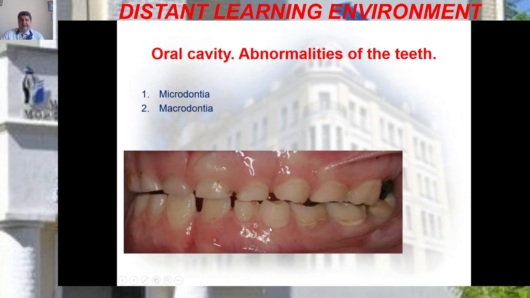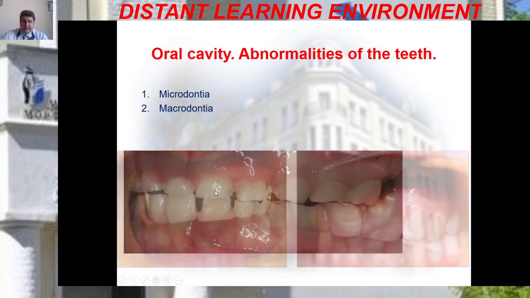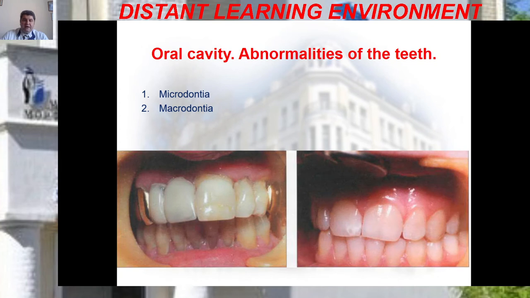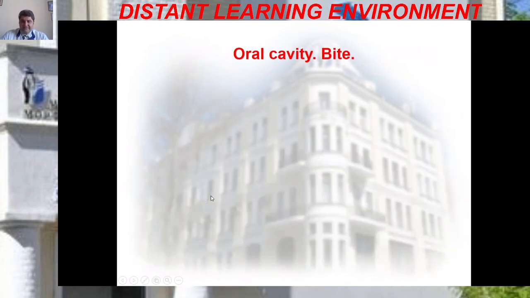Also, you can see the abnormality of size of teeth. If the teeth are very little, this abnormality causes microdontia. For example, you may see on this picture. And the opposite abnormality with big size of teeth is called macrodontia. For example, you may see the macrodontia of first incisors or maxillary incisors on this picture.